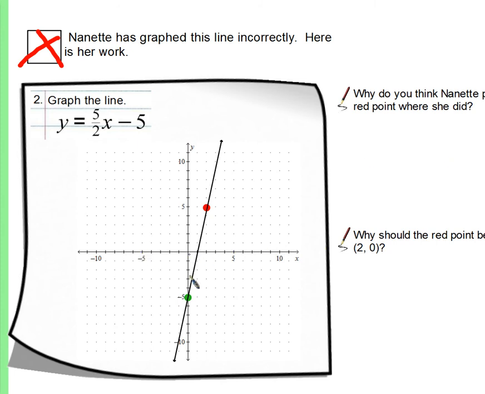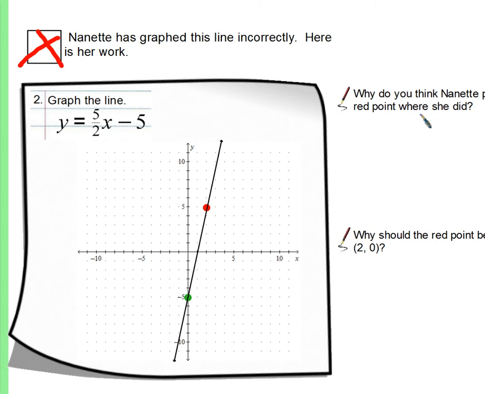Again, we already said there is a point at negative 5 because if you plug in 0 for x, that would be what being on this axis represents. x is 0. Plug in 0 for x, this goes away, you get y is negative 5. There's our point at negative 5. But here's this point at 2, 5. Okay? So, here's the question. Why do you think Nanette put the red point where she did?